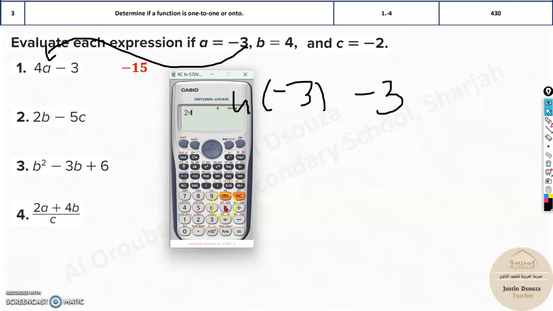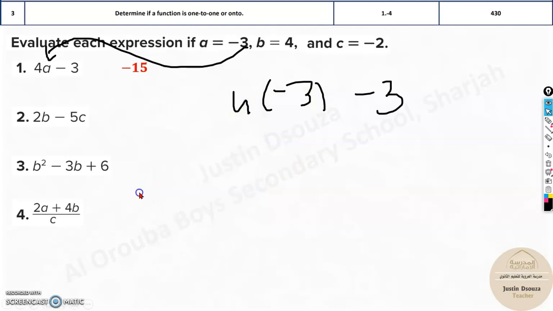Same thing over here, 2 into B. B is 4, and minus 3, sorry, 5. C, use brackets when there is a negative. Minus 2. The answer is 18. Similarly, please do the others.